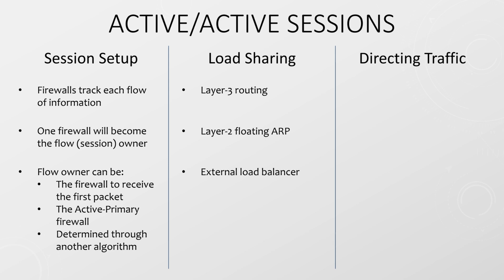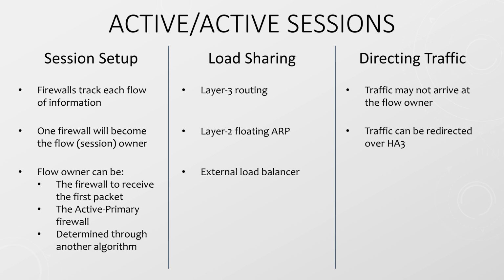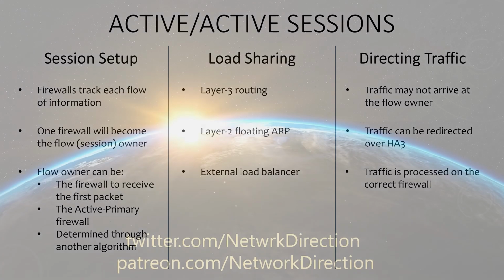But let's consider this scenario. A packet arrives at one firewall, and this firewall sets up a session and becomes the session owner. For some reason, the next packet in the flow arrives on the other firewall. What happens now? In this case, the packet needs to be passed on to the correct firewall. That's what the HA3 link is used for. That's also why the HA3 link is only needed for active-active HA. Once the packet is passed to the correct firewall, it is processed as normal.